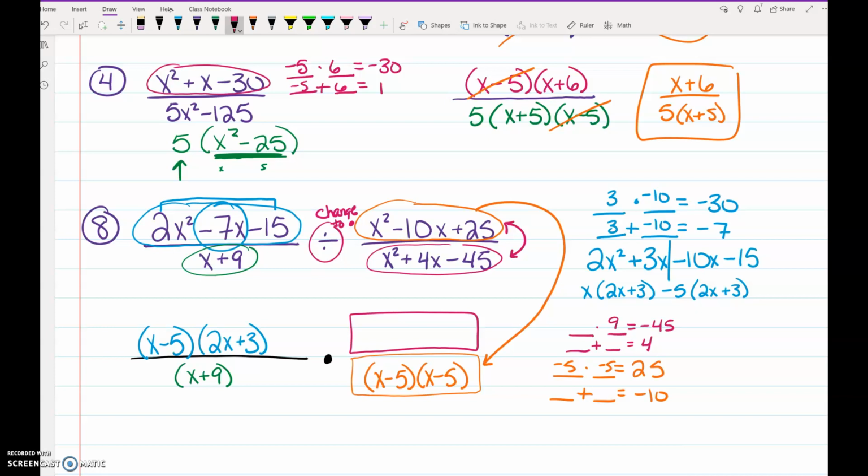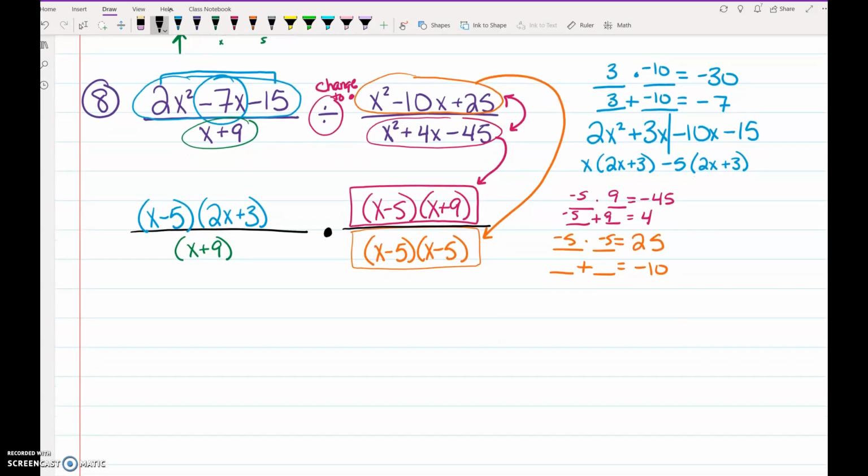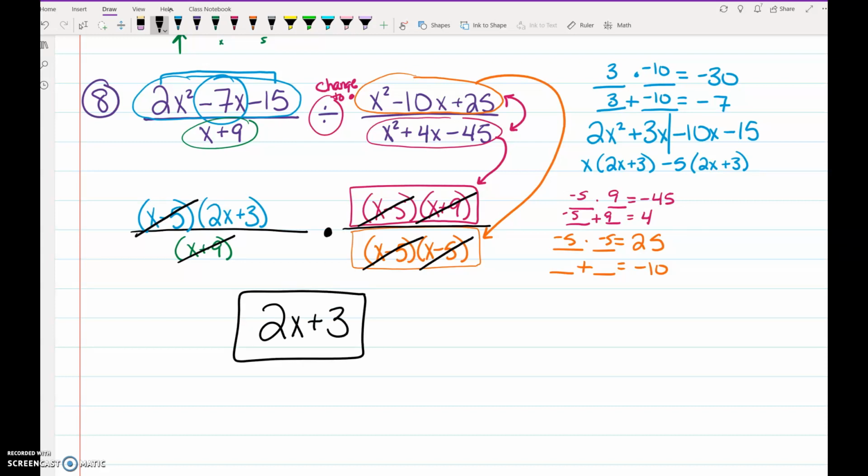9 and negative 5. So x minus 5, x plus 9. That one went on the top. Now we have a multiplication problem where anything on the top that matches something on the bottom will cancel. So this x minus 5 matches an x minus 5. This other x minus 5 matches an x minus 5. And x plus 9 matches x plus 9. The only thing that's left here is 2x plus 3.